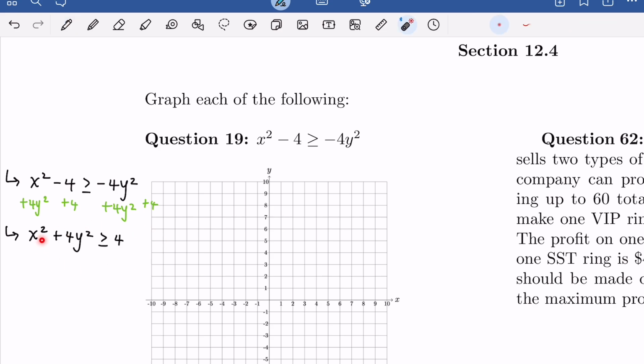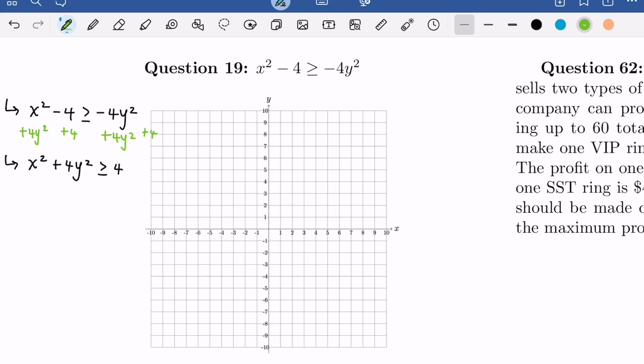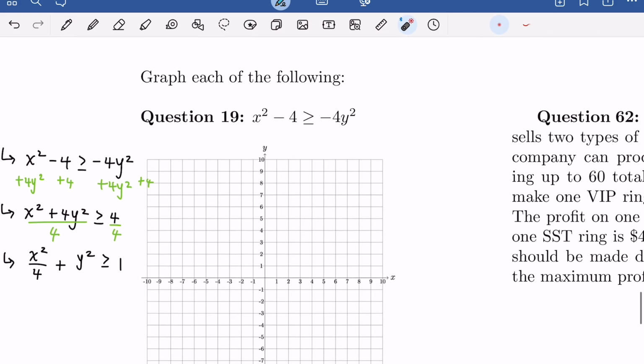Now this is starting to look like the standard equation here. However, we know that we need to have 1 on the right-hand side. So what we're going to do then is divide both sides of this inequality by 4 so that we're left with 1 on the right-hand side, so that it's in the standard form for the equation of an ellipse. Whatever we do to one side, we have to do to the other. So we're going to have x squared over 4 plus 4y squared over 4, which just gives us y squared, and this is going to be greater than or equal to 1. Now notice this is in the standard form for the equation of an ellipse. So our first step is writing this in standard form.